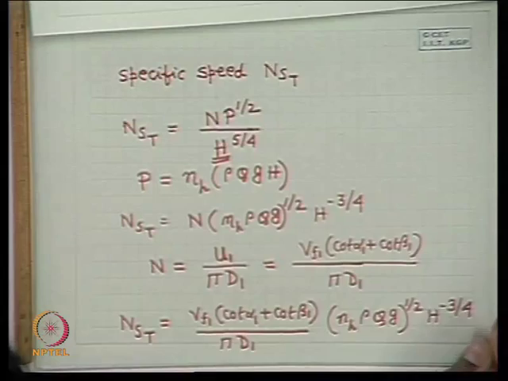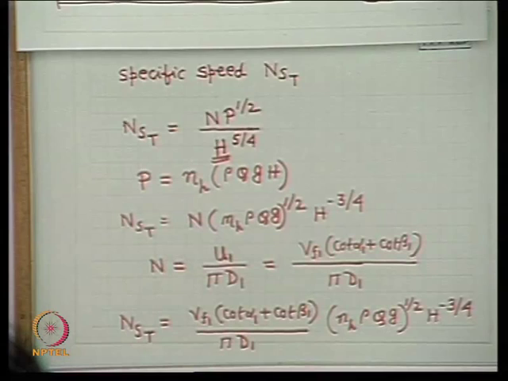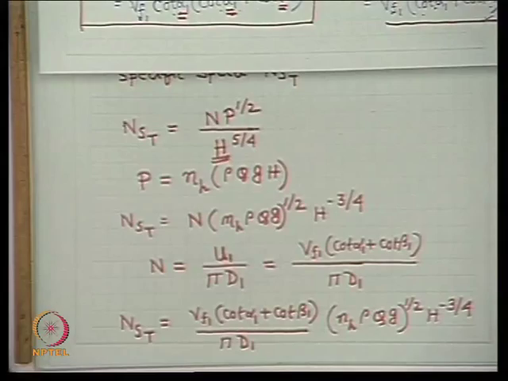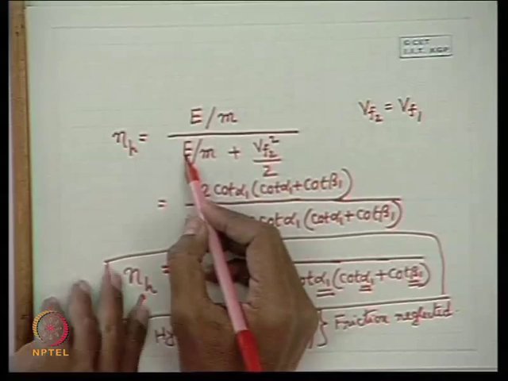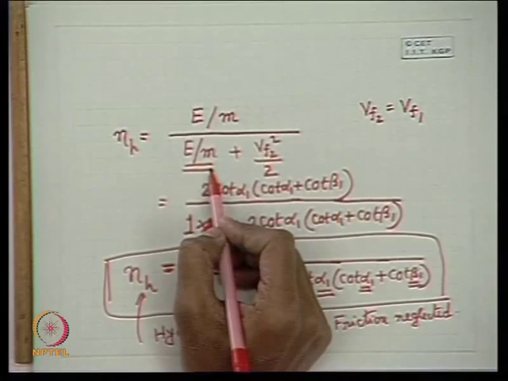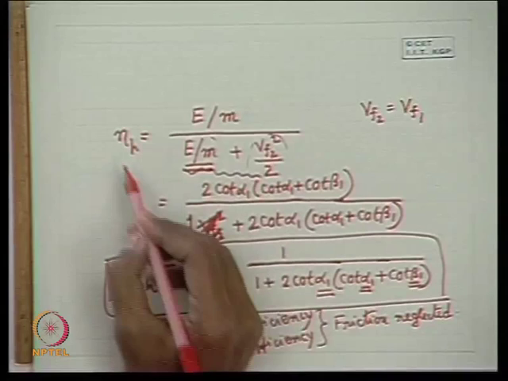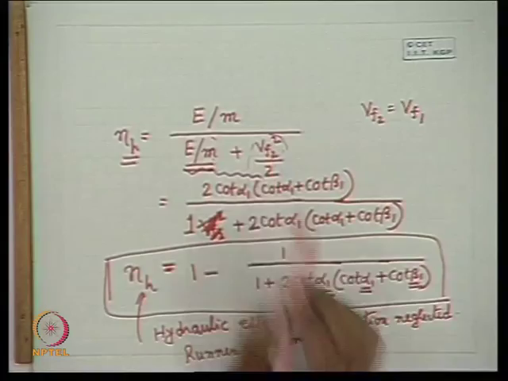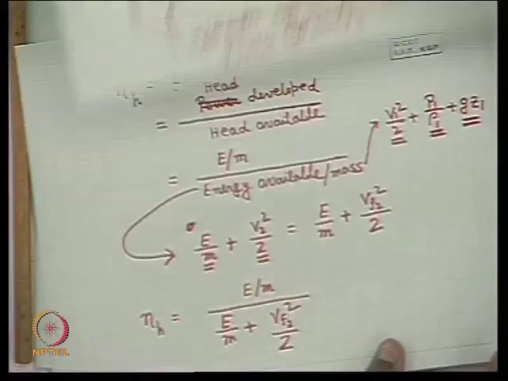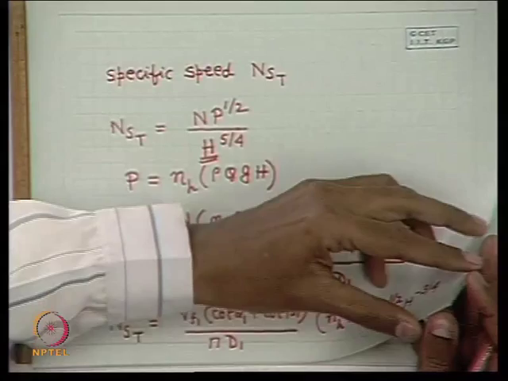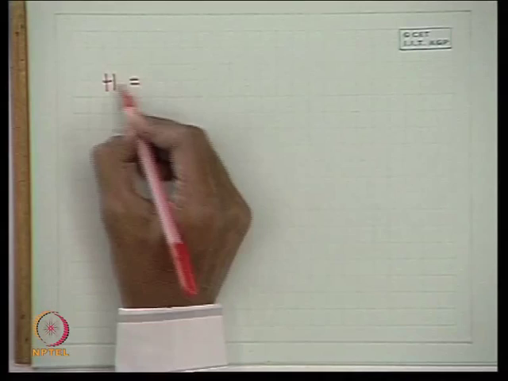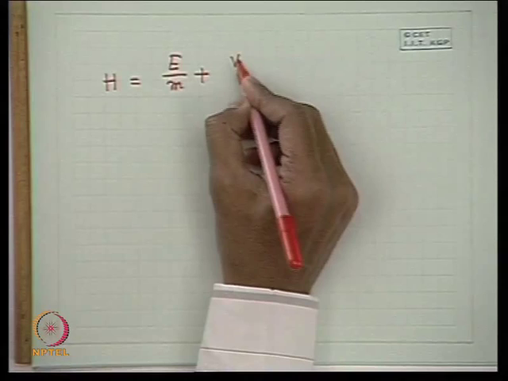That is the head available. If you remember, we found this head available earlier. This is the work developed, that means the change in the energy in the turbine runner, and this is the energy with which it is going out. So this is the denominator of the expression of the hydraulic efficiency, that is the head developed, E by M plus Vf2 square by 2. So H is, by its definition, the head developed, which is E by M we recognized earlier, plus Vf2 square by 2.